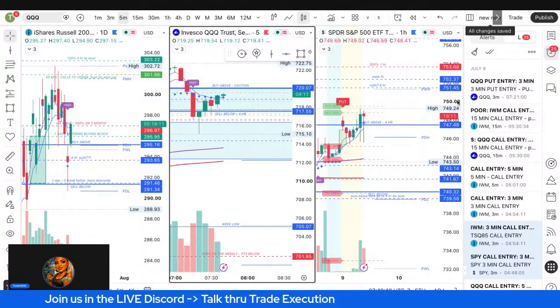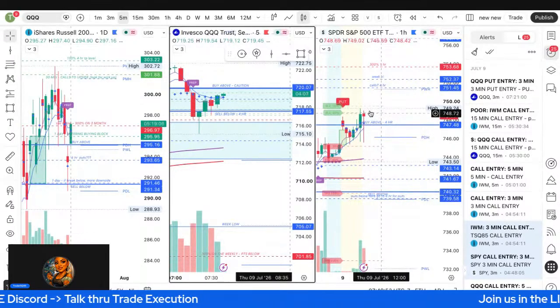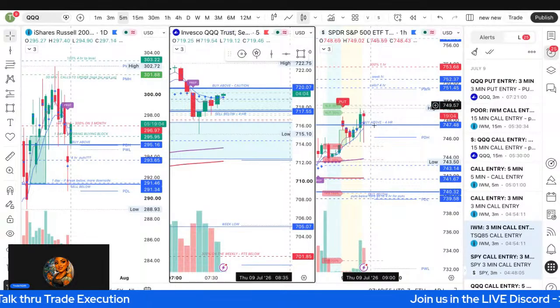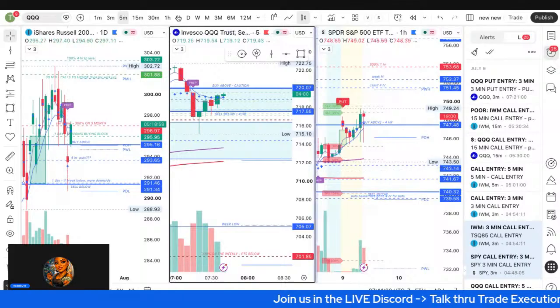Ooh, look at this. Buyers stepping in right here. We're still kind of testing stop losses here for beautiful buys. Let's look at the 4 hour because this is giving very nice setups.